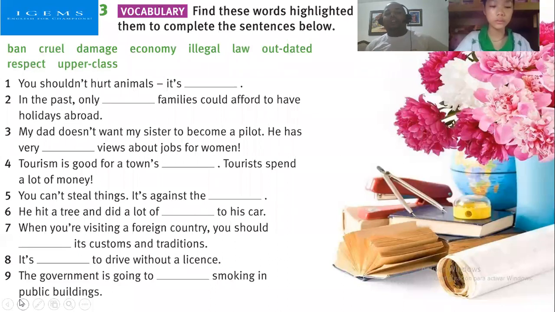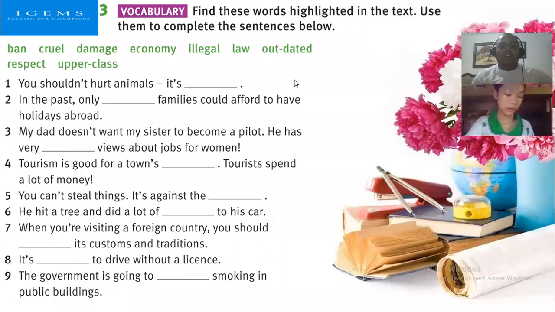Okay, so now let's continue. New exercise, number three. Look at what we are having here. In this activity, we are going to find these words highlighted in the text. We are going to use them to complete the sentences below. As usual, we always have this type of exercise, completing sentences. That is very good because it helps us analyze the information that has been given.